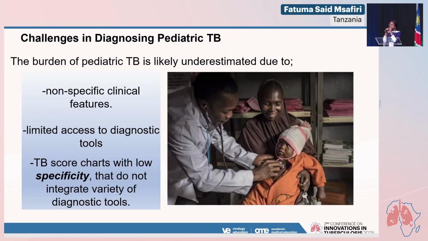So why do we have this problem of underdiagnosis? As we know, children have very non-specific clinical features compared to adults, and we have limited access to diagnostic tools, especially in Sub-Saharan Africa. The TB score charts that we use to diagnose TB in children also have very low specificity, and they do not integrate a variety of diagnostic tools.